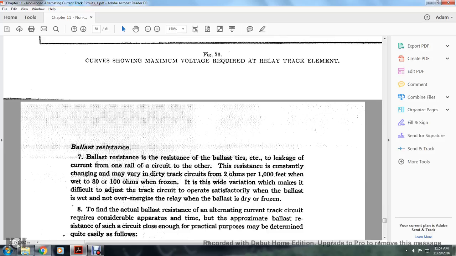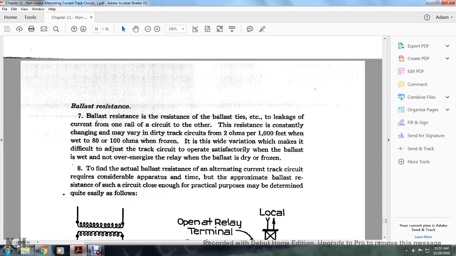The ballast resistance is constantly changing. It may vary from 2 ohms per 1,000 feet of track when very dirty and wet, to 80 to 100 ohms per 1,000 feet when frozen. It is a wide variation that makes it difficult to adjust the track circuit to operate satisfactorily with the ballast wet and not over-energize the relay when the ballast is dry and frozen.